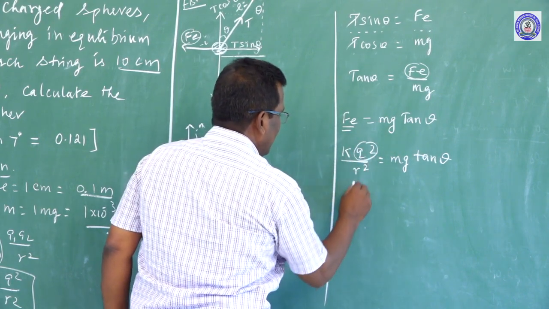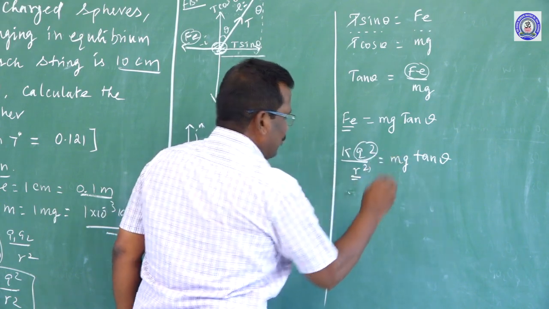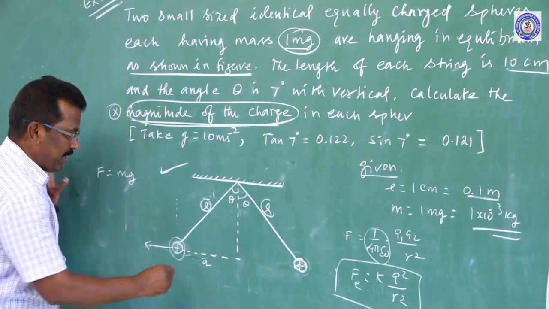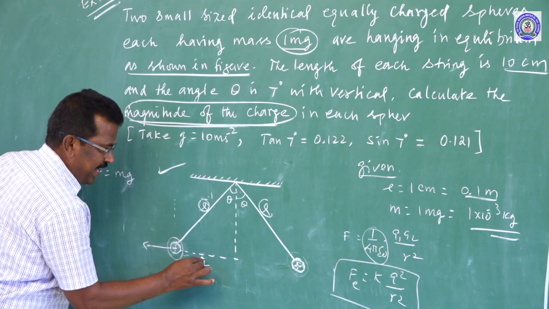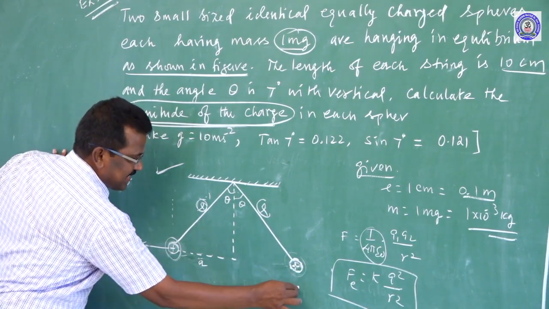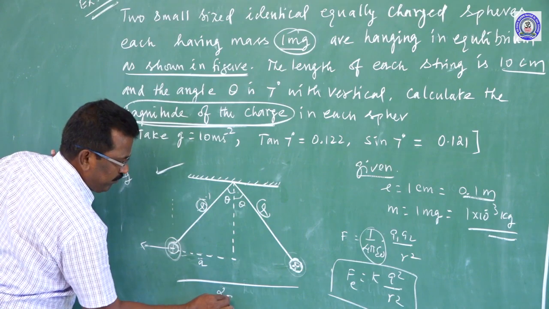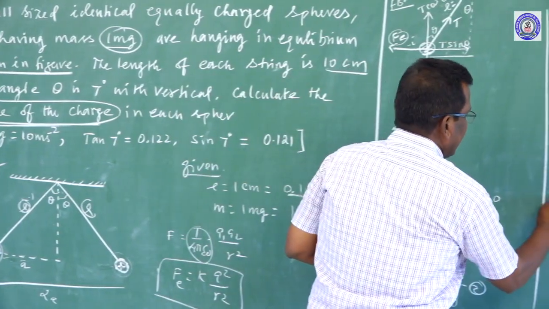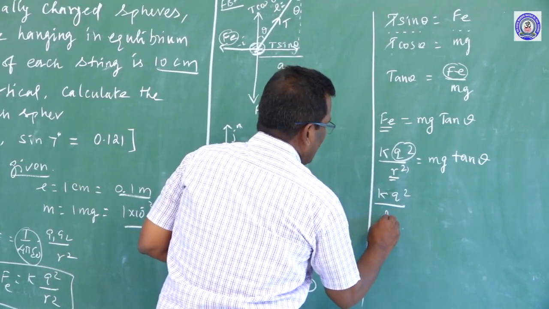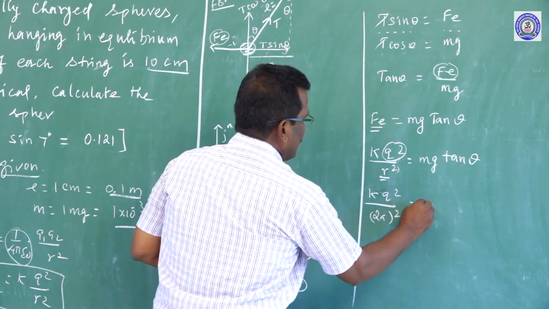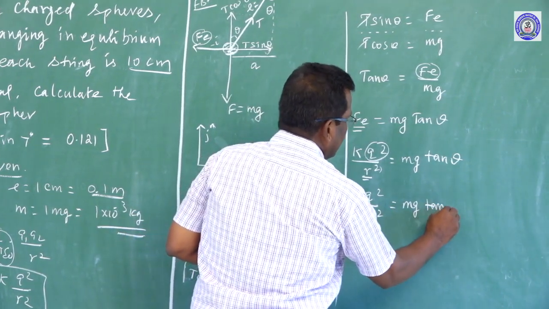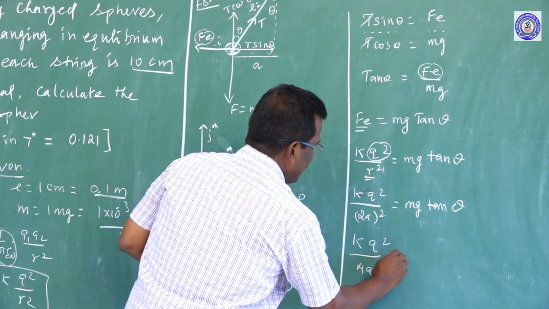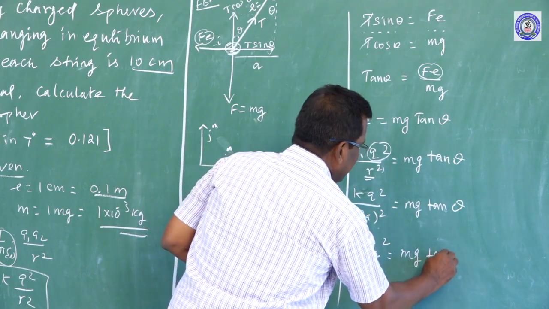Now calculate R. What is R? R is the distance between the two spheres. We know from the center to the sphere is A, and from this sphere to the other sphere the distance is 2A. So R is equal to 2A. R square is 2A whole square. K Q square by 4A square is equal to mg tan theta.